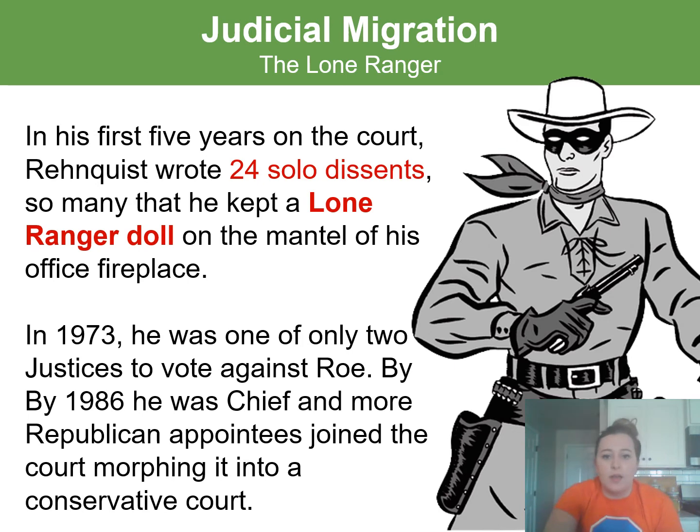Talked about Rehnquist. In his first 5 years on the court, he was an associate justice for the Burger Court. He wrote 24 solo dissents. He kept a Lone Ranger doll because people called him a Lone Ranger. But in 1973, he's one of only 2 justices to vote against Roe in Roe versus Wade. By 1986, though, he's chief, and he has even more Republican appointees that join him on the court. It morphs it to a conservative court, but like I said, Rehnquist doesn't dissent as often after taking that role as chief.